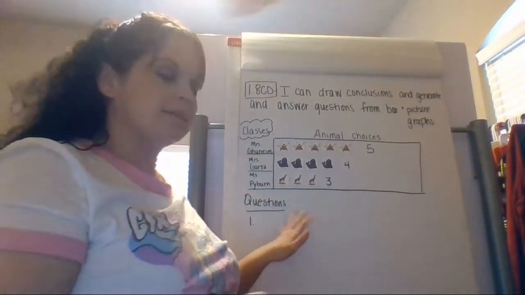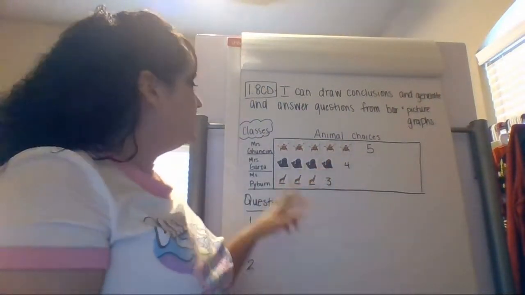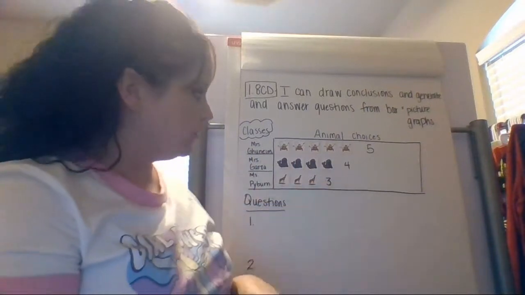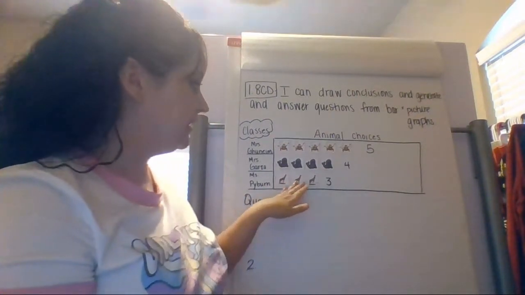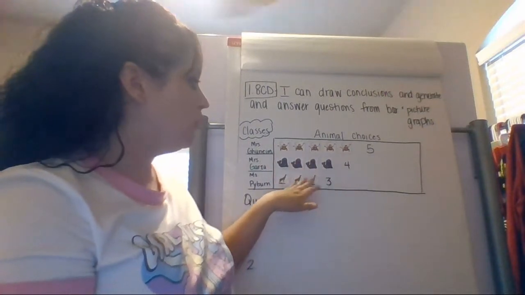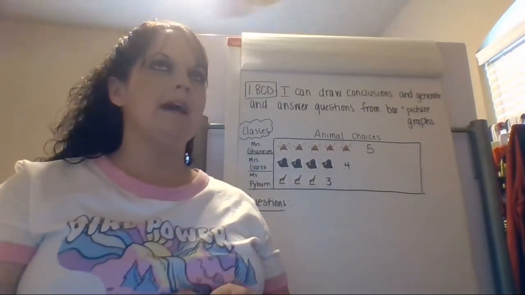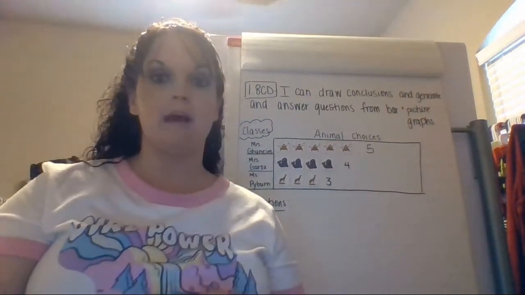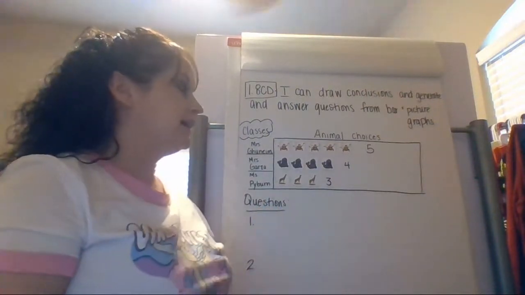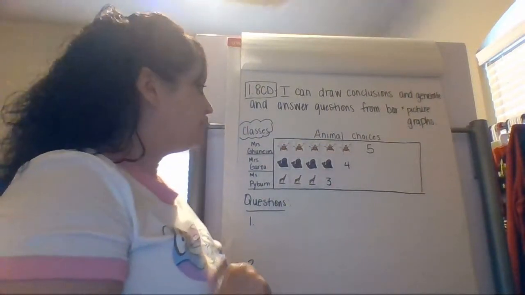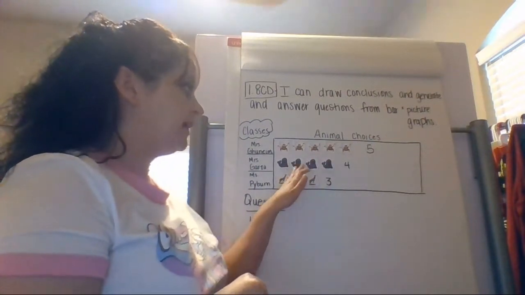So before I ask my questions, if I put my thinking cap on, I know based on my data that 5 is bigger than 4. So there are more monkeys than seals. And I know that there are less giraffes than monkeys or less giraffes than seals. So while I'm thinking with my cap on, maybe I can ask a question about who has more and who has less. So one question I'm thinking that my other mathematicians could answer is maybe how many more monkeys are there than seals?